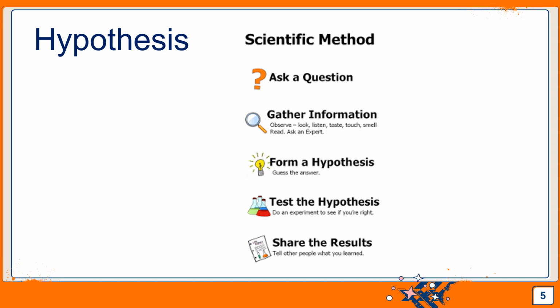Hypothesis. Do you know what scientific method means? Ask a question and then gather information. Look, listen, taste, touch, smell, read, ask an expert, just gather information and then form a hypothesis. Guess an answer, then test your hypothesis. Do an experiment to see if you're right. Share your results. Tell other people what you have learned. We're going to do just that today.